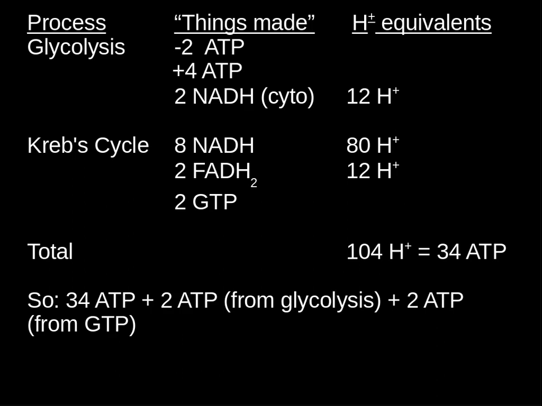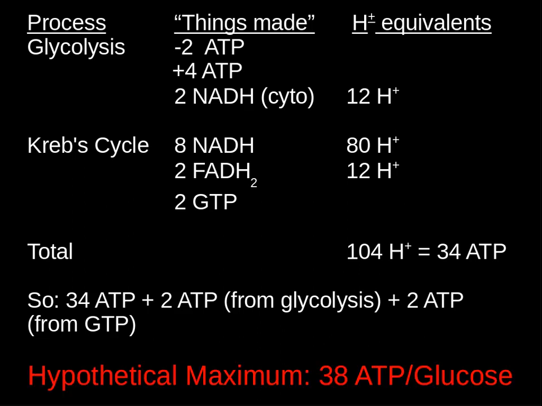Okay, so we got 30 ATP from that, but we got 2 net ATP from glycolysis, and 2 ATP because we take the GTP and turn them into ATP as well, or essentially use them to phosphorylate an ADP. And so we have this hypothetical maximum of 38 ATP per glucose. Woo! Do you think we actually get 38 ATP per glucose? No. That doesn't actually happen.